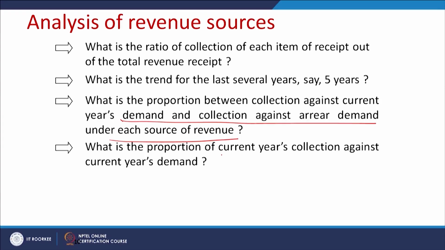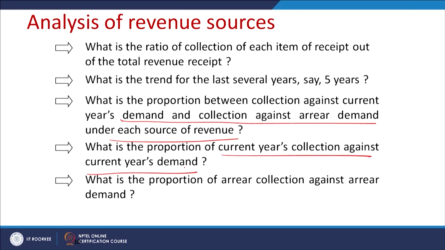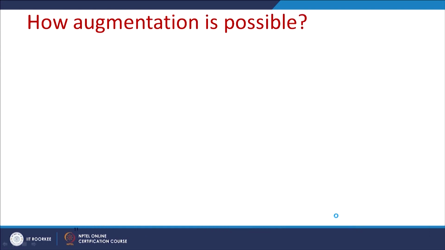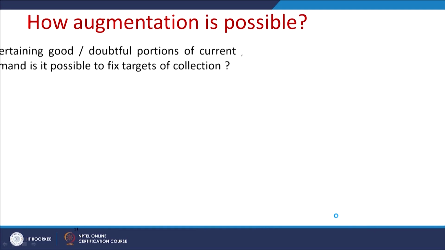Then what is the proportion of the current year's collection against the current year's demand? That is what I told, that it has to be seen. Then what is the proportion of arrear collection against arrear demand? Apart from the current year, what is the collection in the past years, the arrear collections, that has to be seen. And is it possible to ascertain good and doubtful portions out of the amounts not collected against current and arrear demand? So, please ascertain if there is a doubtful collection or portion. Based on these questions, now how can we augment the revenues?